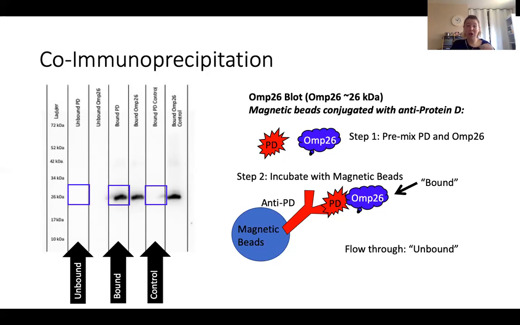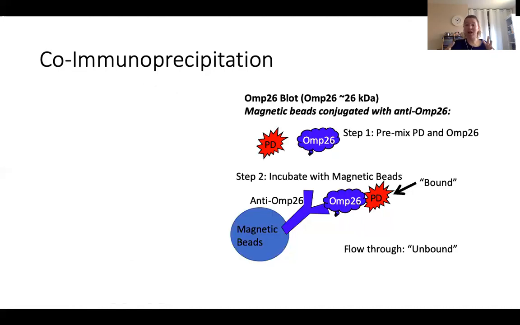And there's no band present in the protein D control, as there is no AMP26 present. And we are at 26 kilodaltons. Because there's no AMP26 present, that's blank. But there is AMP26 present in the bound sample. So this is telling me that they are interacting.